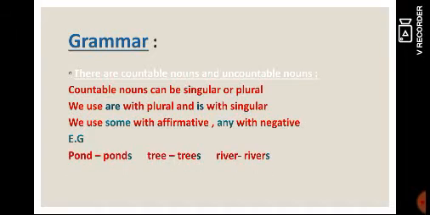For example, bone, bones, tree, trees, river, rivers, mountain, mountains. These are countable nouns. We change them from singular into plural by adding s. Okay? Uncountable nouns like tea, sugar, salt, coffee, juice, water, milk.